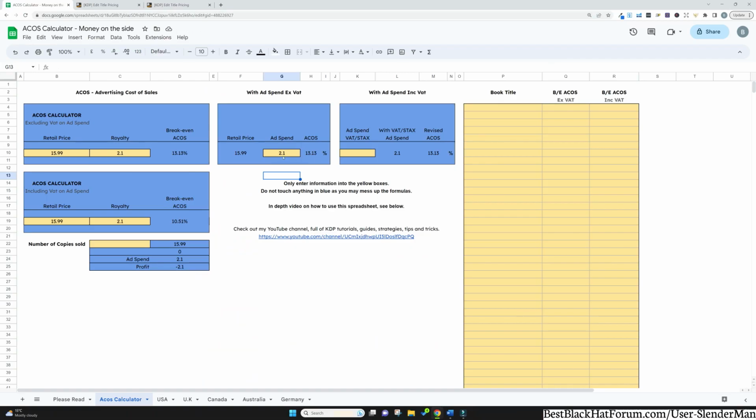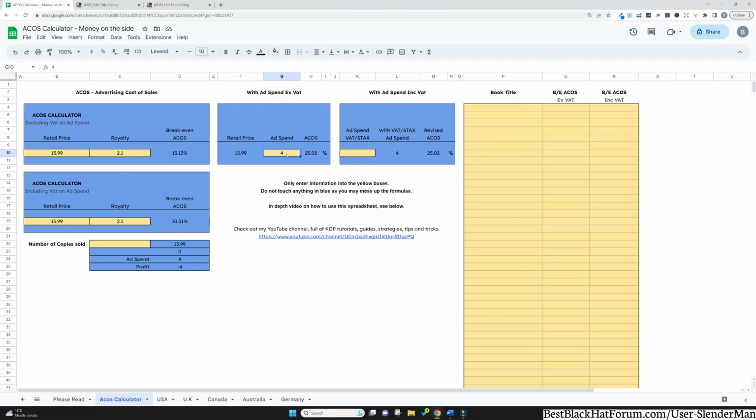So I would spend $210 on ads in order to get one order that would pay me $2.10 royalty. Okay, so let's get this figure to 25% and see what the ad spend would be. If I spent $3 on ads, my ACOS would be 18.76%. There you go. If I spent $4 on ads, my ACOS would be showing as 25%.